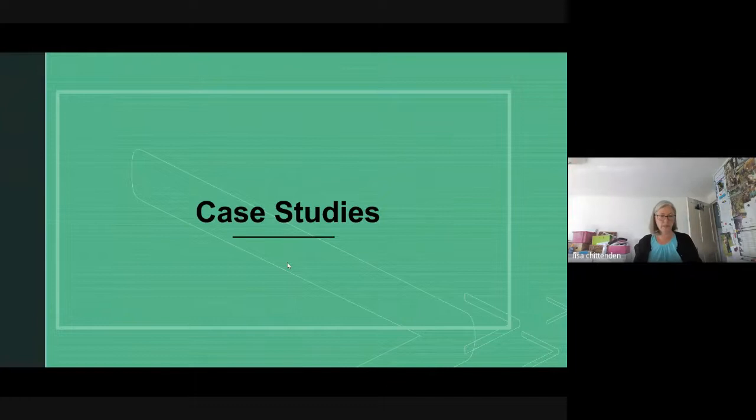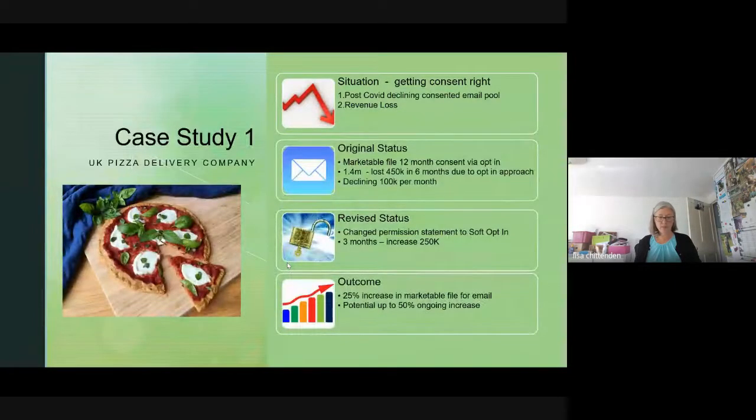Okay, case studies. So I've got 3 case studies. These are real case studies that myself and our business have worked on. By the way, we work across markets, so they're not all related to your market, but where possible, I've endeavoured to document them in a way that will give you value. This one probably is. It is a UK pizza delivery company.